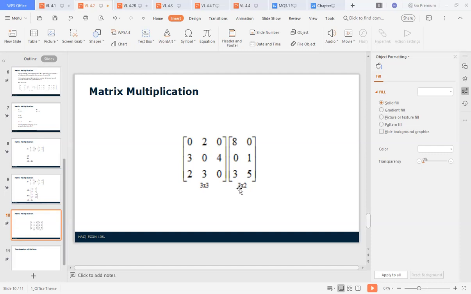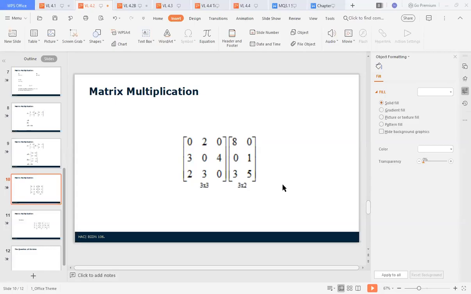So first, check if it does not violate the dimensional requirement. Second, determine the product dimension. And third, determine the product of the matrices. Okay, let's pause the recording and take a few minutes. Sharing with you again the file.